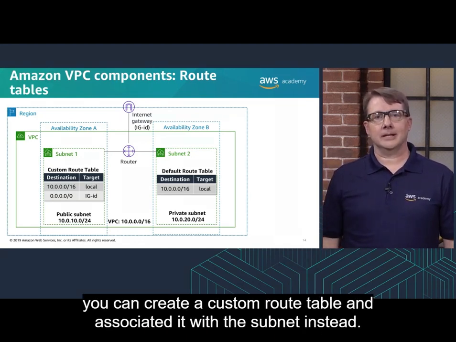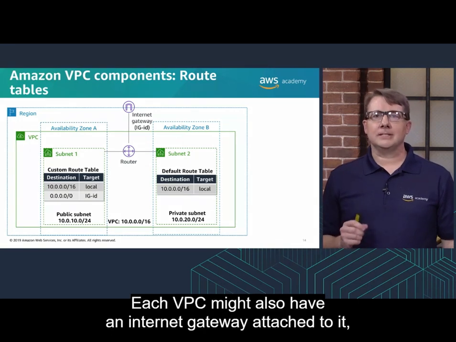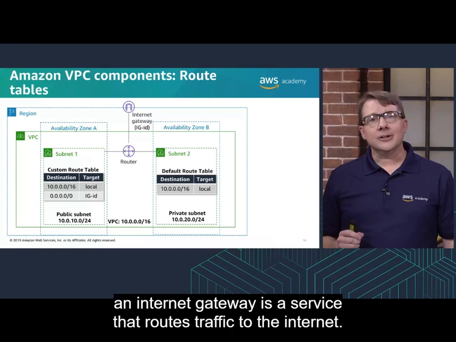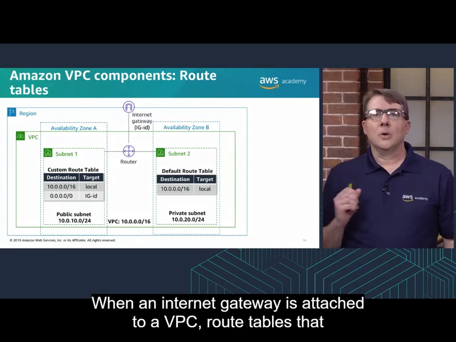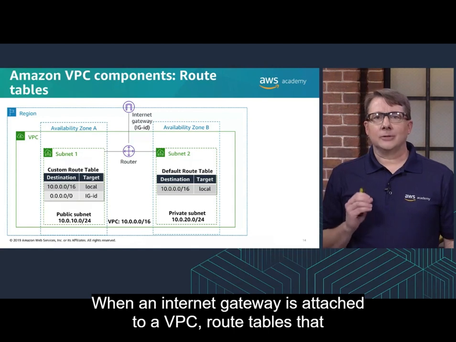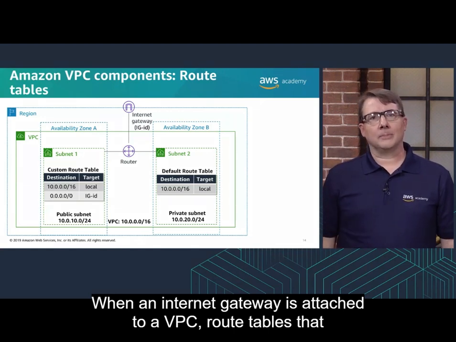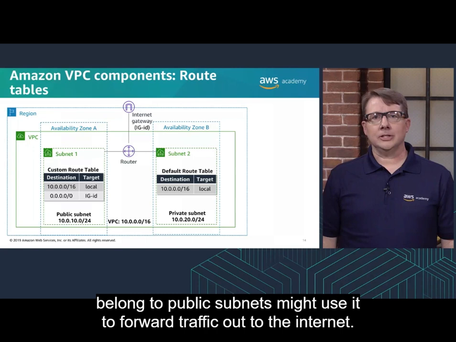with the subnet instead. Each VPC might also have an internet gateway attached to it. An internet gateway is a service that routes traffic to the internet. When an internet gateway is attached to a VPC, route tables that belong to public subnets might use it to forward traffic out to the internet.